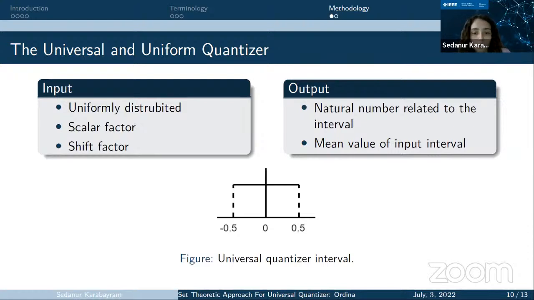So the output is a natural number, as I mentioned before, but this natural number must be related to the interval. As I said, the interval is uniformly distributed, so the best natural number to represent the interval is the mean value of the interval.